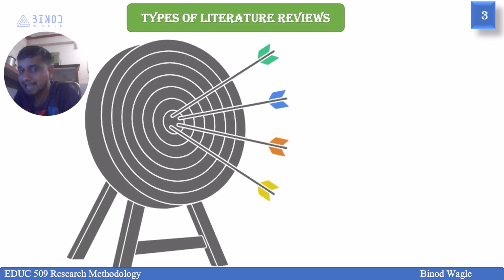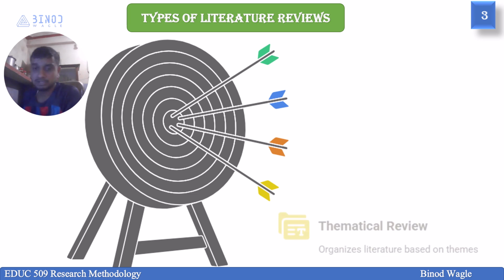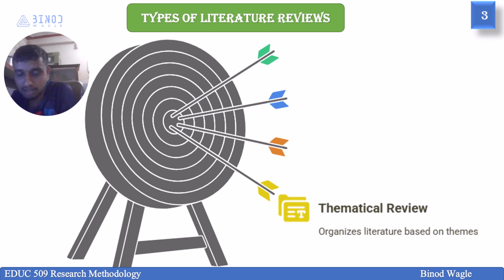And let's talk about the types of literature review. How many types does the literature review have? The literature review has mainly four types. I will discuss the four types of literature review in this video. The first one is the thematic review. The thematic review organizes literature based on the theme or the topic of the research. It highlights different perspectives or findings related to each theme.